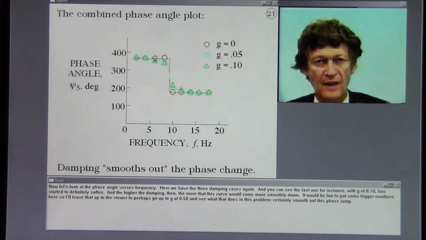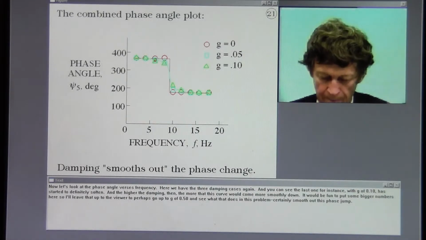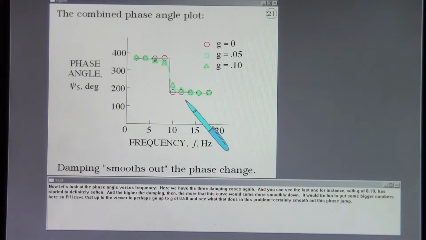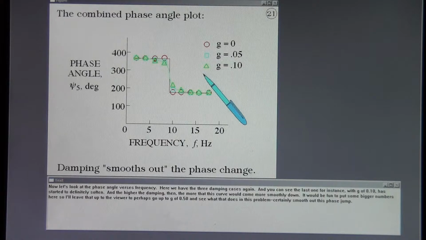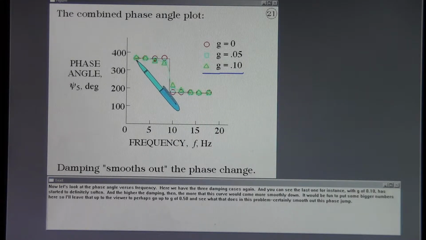Now let's look at the phase angle versus frequency. Here we have the 3 damping cases again, and you can see the last one, for instance, with G of 0.1, has started to definitely soften. And the higher the damping, then the more that this curve would come more smoothly down. It would be fun to put some bigger numbers here, so I'll leave that up to the viewer to perhaps go up to G of 0.5 and see what that does in this problem. Certainly smooth out this phase jump.